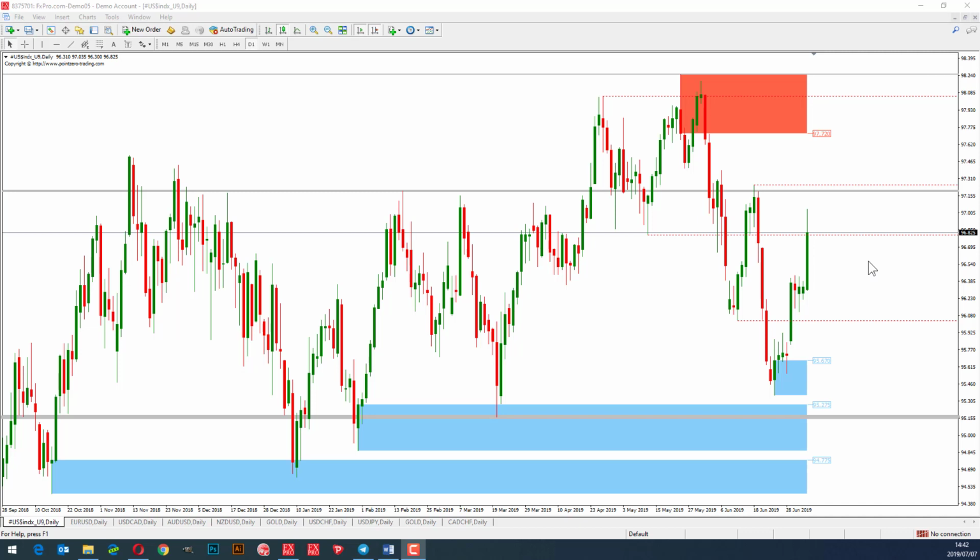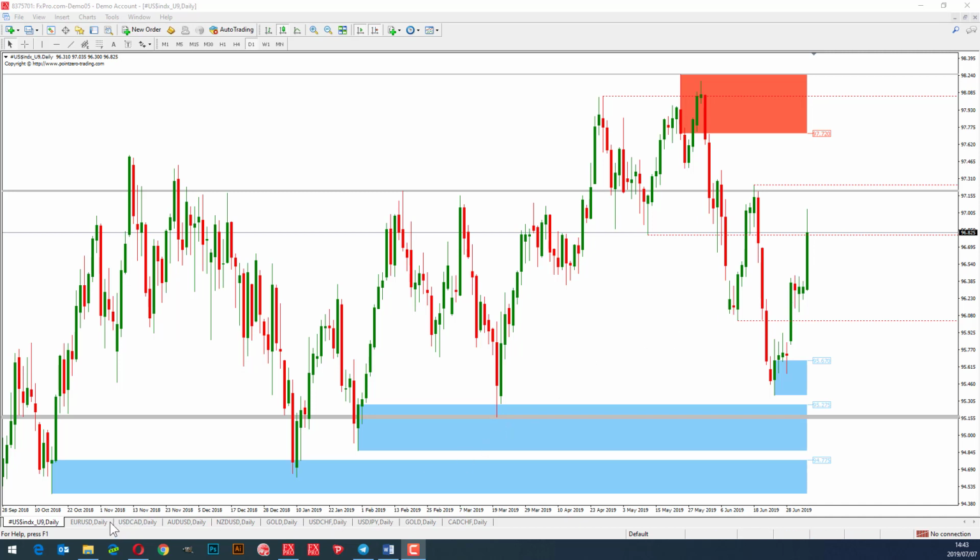In this week's review, I'm expecting the dollar to continue with its bullish bias all the way to this zone here, which is the 97.200 strong supply area. This area is also a potential zone for bearish evidence in this asset. So I'm looking for the dollar to continue with its bullish momentum in the coming week.